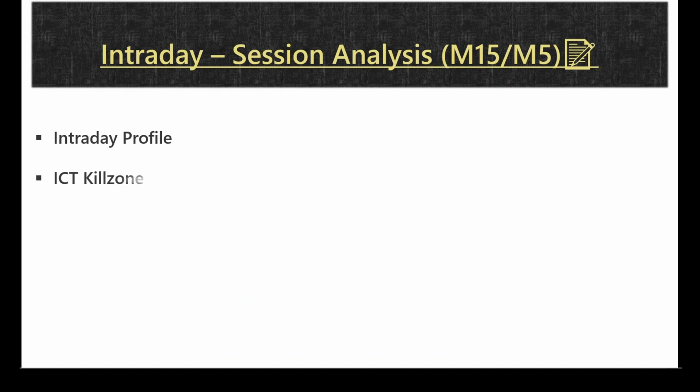So that's when the ICT kill zone comes in. Inside the ICT kill zone, we have the Asian kill zone, the London open kill zone, the New York open kill zone, and the London close kill zone, which we're going to talk about in subsequent videos explaining a little bit about the ICT kill zone. Also, we're going to be taking note of the Asian range for standard deviations to predict the daily highs and lows as well. We are also going to note the various session liquidities.